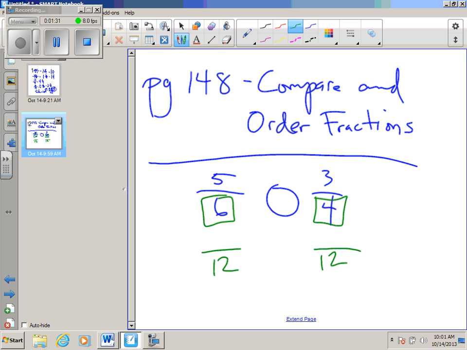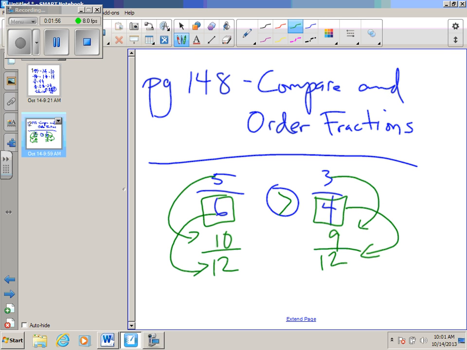So now I say, okay, for my bottom number, for me to get from a 6 to a 12, what do I have to do with the 6? Multiply by 2. So multiply the 5 times 2, get a 10. 4 times what is 12? So 3 times 3? So how does 10/12 compare with 9/12? 10/12 is greater than 9/12, which means 5/6 is greater than 3/4.